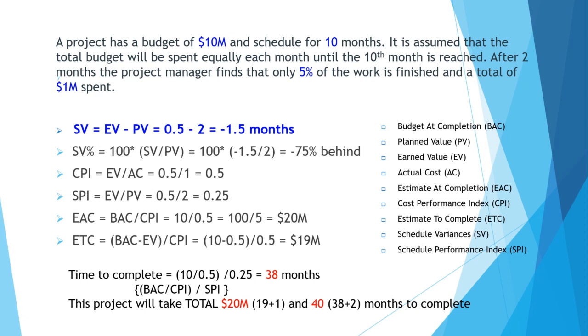Estimate at completion equals 20 million and estimate to complete is 19 million. So that means in order to complete the project, the time needed is 38 months. So automatically, this project will take a total of 20 million, that is 19 million plus 1 million which is already spent, and 40 months, that is 2 months finished plus 38 months to complete.